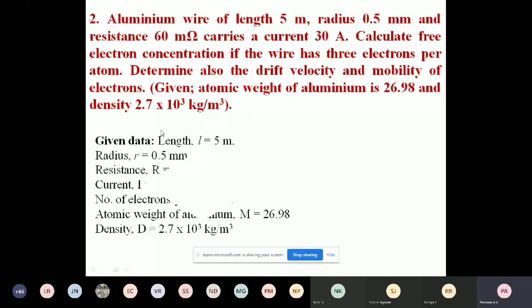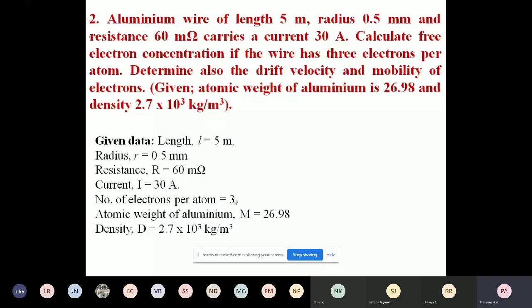So given values are enlisted here. Length is 5 meter. Radius of the wire is 0.5 millimeter. You can convert that into meter, 0.5 into 10 power minus 3 meter. Resistance is 60 milli-ohm, so 60 into 10 power minus 3 ohm in SI system. Current 30 ampere is given. Number of electrons per atom is 3 in this problem. In the previous problem it was 1.